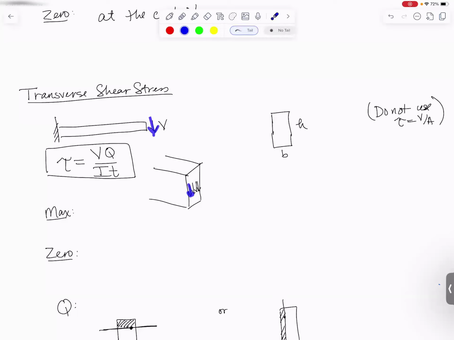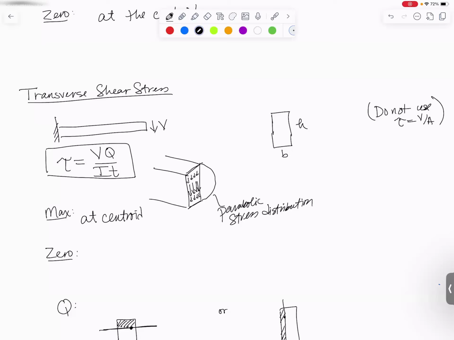So if that's downward, this is going to act downward. And it's going to be max in the middle and decreasing as you go out toward the edges. And it's actually 0 at the top and bottom. And that distribution is actually parabolic. So this is a parabolic stress distribution. So in terms of max, it is max at the centroid, and it is 0 at the top or the bottom. Let's see what goes in here.